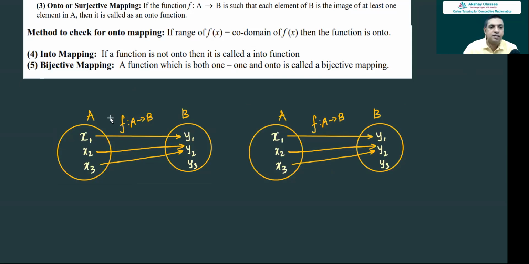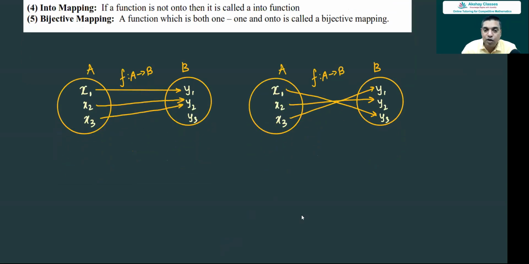Now look at this. I change the mapping now. So let's say x1 maps to y3, x2 maps to y2, x3 maps to y1. Now this is a one-one mapping. Why? Because different elements in A have different images in B. No two elements in A have the same image in B.